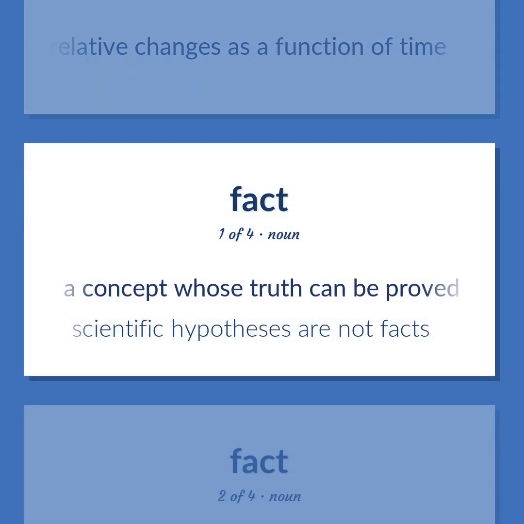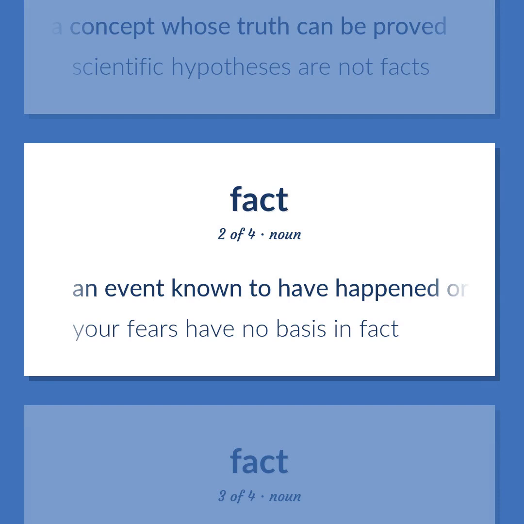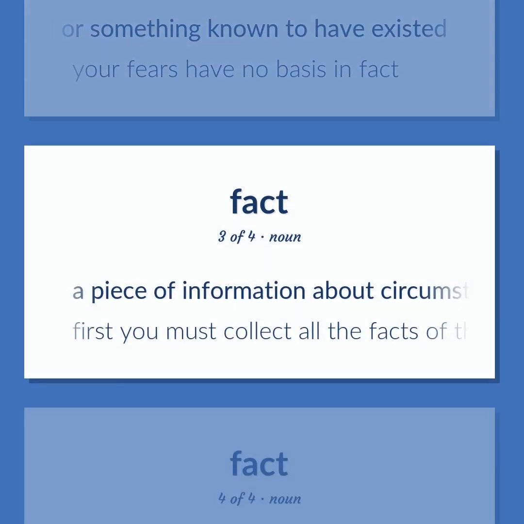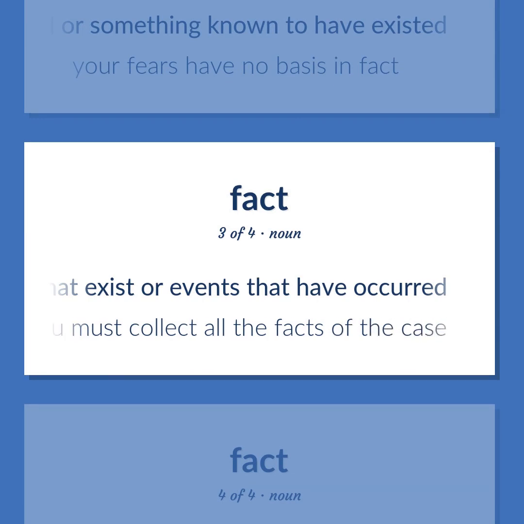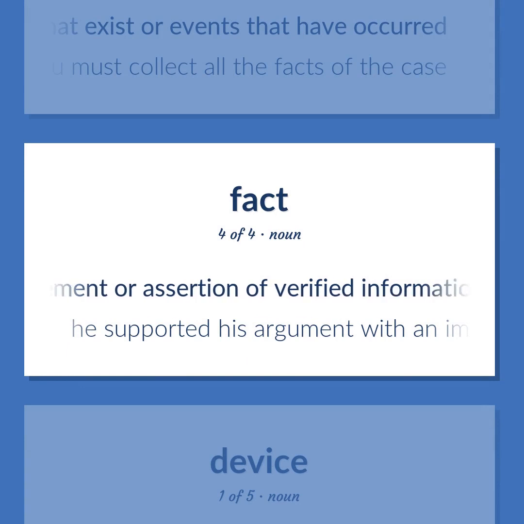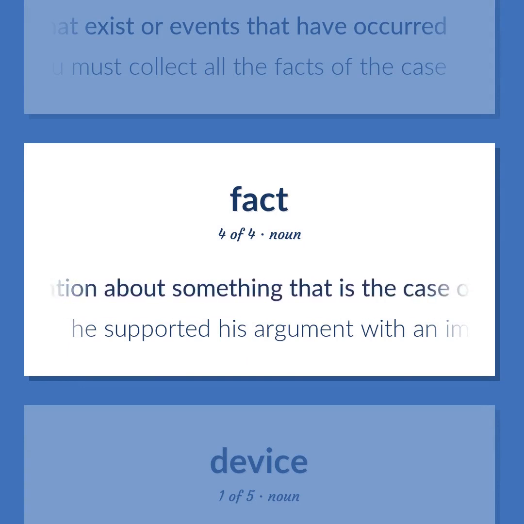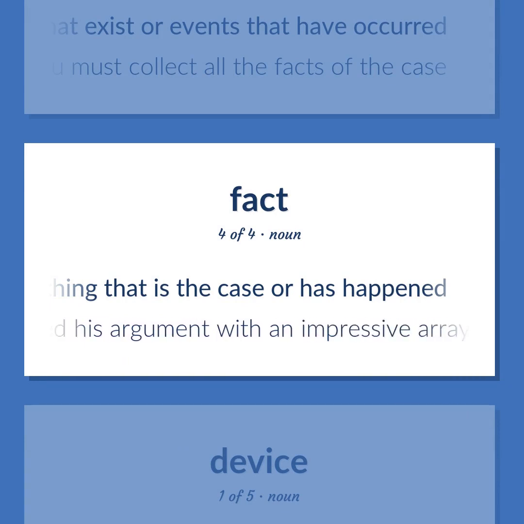A concept whose truth can be proved. Scientific hypotheses are not facts. An event known to have happened or something known to have existed. Your fears have no basis in fact. A piece of information about circumstances that exist or events that have occurred. First, you must collect all the facts of the case. A statement or assertion of verified information about something that is the case or has happened. He supported his argument with an impressive array of facts.